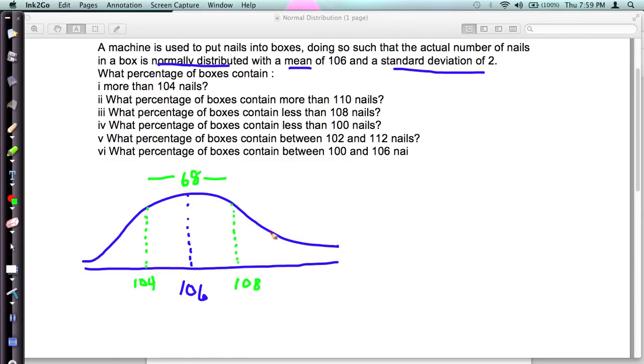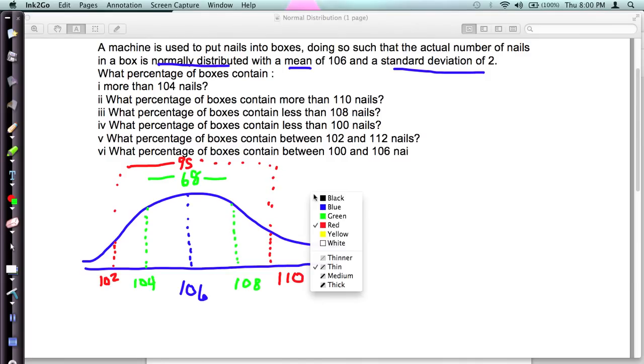Now we're going to go to 2 standard deviations, and notice that I'm not drawing this totally to scale right now. 2 standard deviations away, so we would add 2 more and get to 110, and over here we would subtract 2 more and we get 102. And then remember, for 2 standard deviations, you're talking about 95% of the data falls within 2 standard deviations.